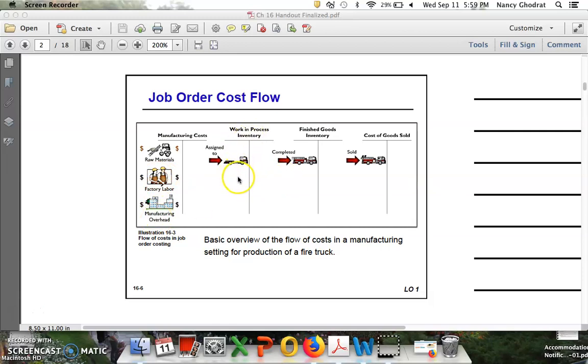When work in process inventory is completed, in this case, they're making a fire engine, fire truck, it will move from the work in process inventory asset into finished goods inventory asset. And once we sell that truck, the cost goes from finished goods inventory to cost of goods sold account.